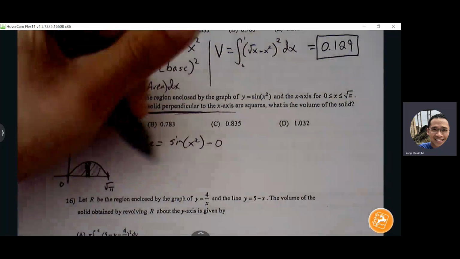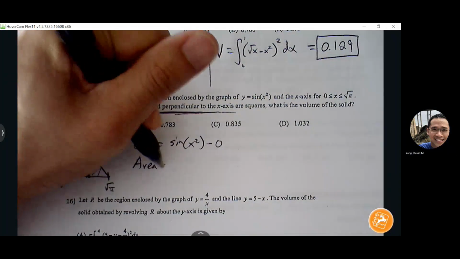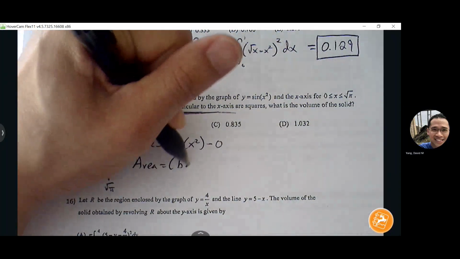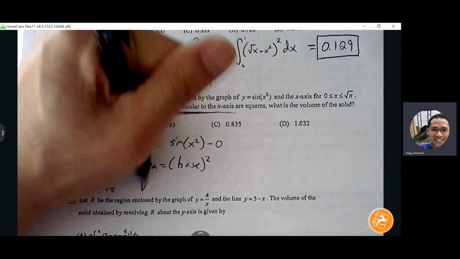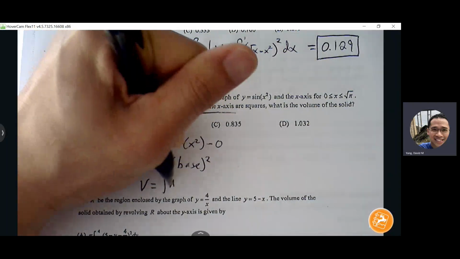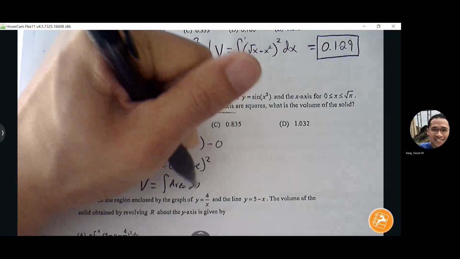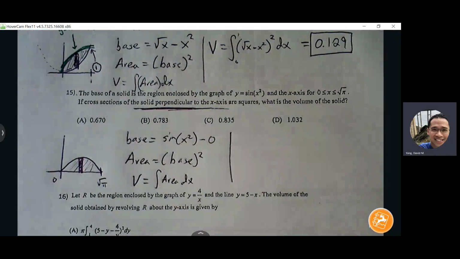Again, we're dealing with squares, so area is just base squared. And the volume is just taking the area and putting an integral around it. Okay, so pretty much the same setup as the previous problem.